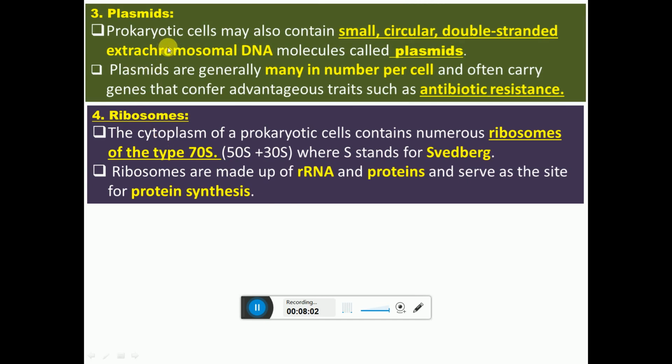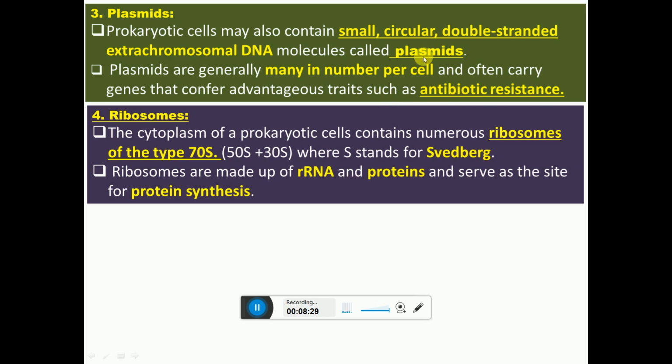Plasmid. We have seen the ribosome and the nucleoid, and now the plasmid. Prokaryotic cells also contain small circular double-stranded extrachromosomal DNA. They are called plasmids. Plasmids are generally many in number per cell and often carry genes for advantageous traits such as antibiotic resistance. Plasmids mainly function in antibiotic resistance.